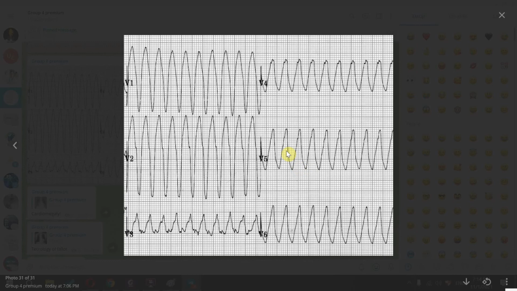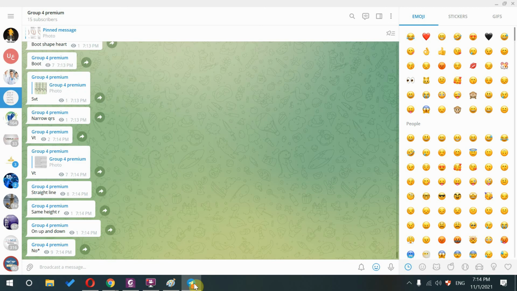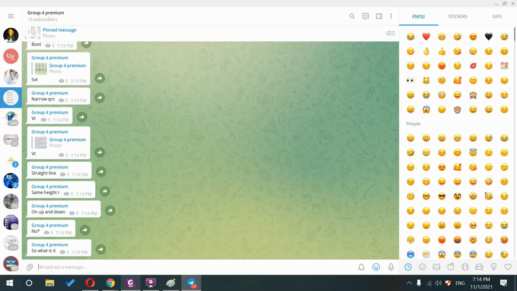Why is it not Torsades de Pointes? Awesome. Yes, exactly. The RR intervals are at the same level. Okay, the R waves are at the same level. Okay, good. Now we go back to first aid.